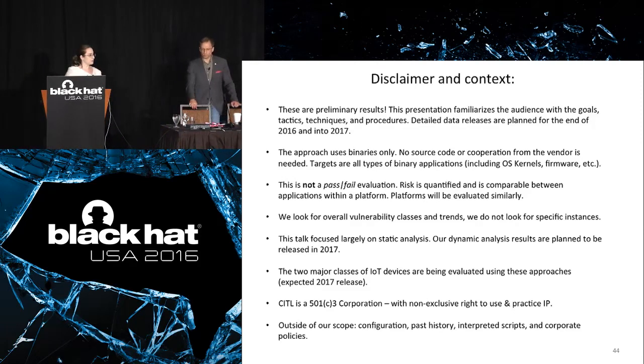And this approach is based on binaries only, partially for reasons we just outlined with Anaconda, and then partially because having source code means having to cooperate in some way with the vendors we're evaluating, have NDAs, all that jazz, and it doesn't set up the sort of incentive structure we want to have. This is not pass-fail or gold star. It's meant to be quantified and comparable between products, and looking at overall vulnerability trends and classes rather than specific instances.